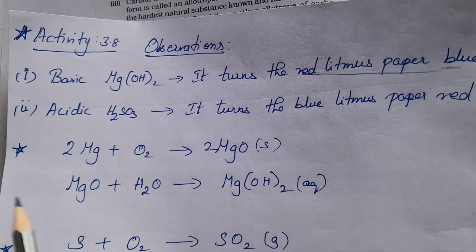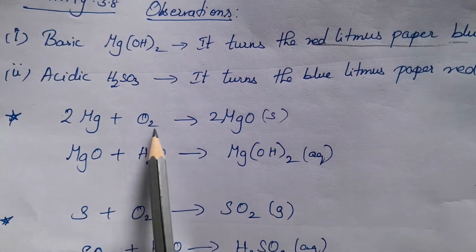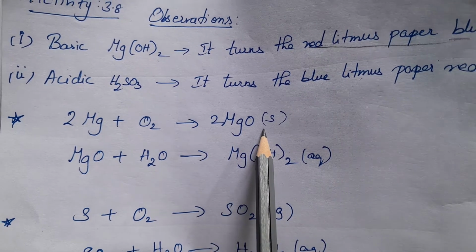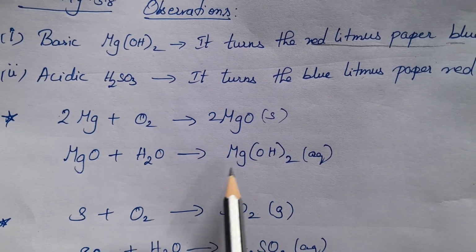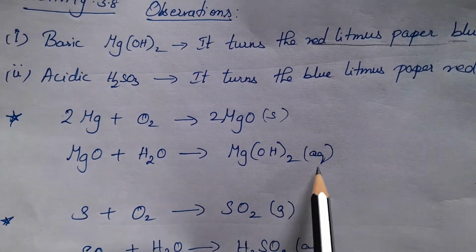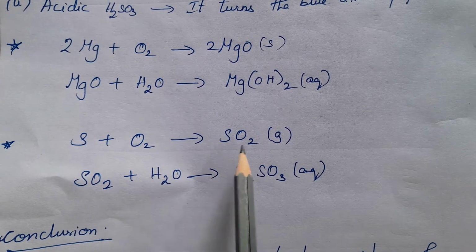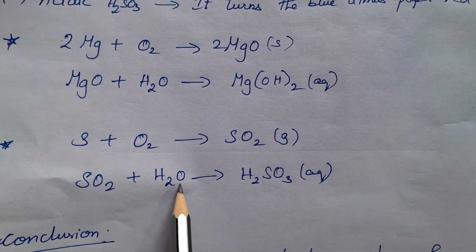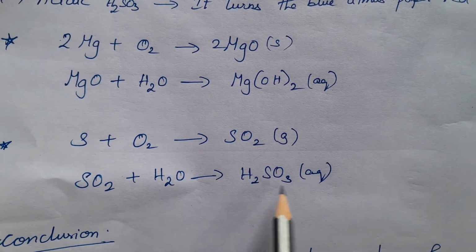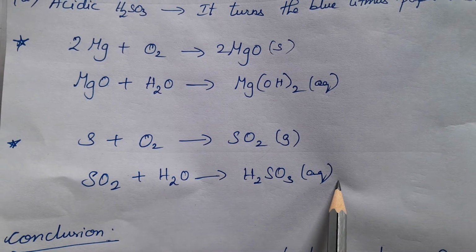They asked us to write the equations also. Mg plus O2, on burning, gives magnesium oxide. It is solid in nature. When this ash is mixed with water, you get magnesium hydroxide, which is basic in nature. Likewise, when sulfur burns, you get sulfur dioxide gas, and when water is passed through the gas, you get sulfurous acid, H2SO3. This is acidic in nature.